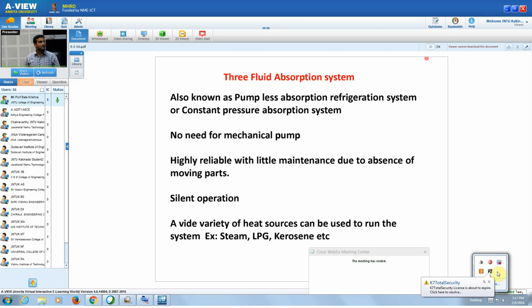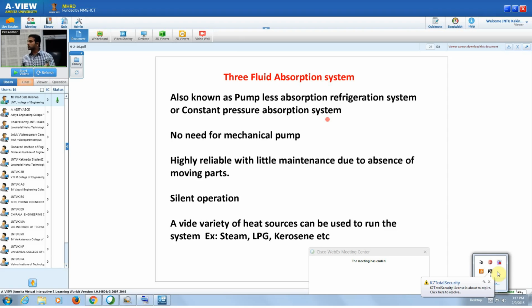See here, it is also called a constant pressure absorption system. Why is it called a constant pressure absorption system? Because through the entire refrigeration system, the pressure is maintained constant. Whereas in the previous case, either lithium bromide or ammonia water refrigeration systems, there will be a high pressure side and a low pressure side, and we use the expansion valve to reduce the pressure and a pump to increase the pressure.